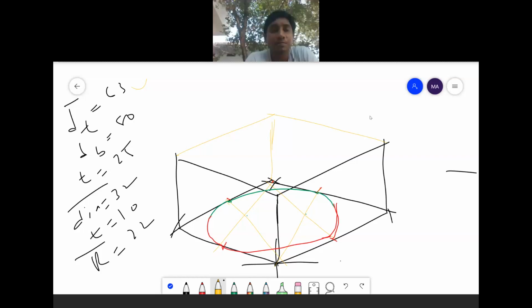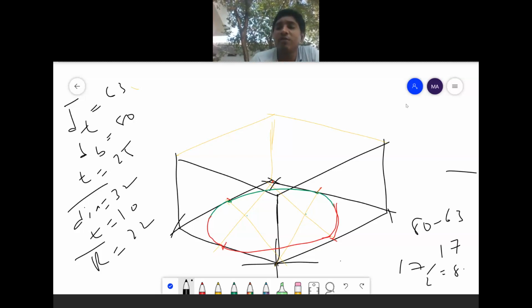Okay, and the top diameter is 63. So 80 minus 63, how much? 80 minus 63 is 17. So 17 by 2, what is the value? 8.5.